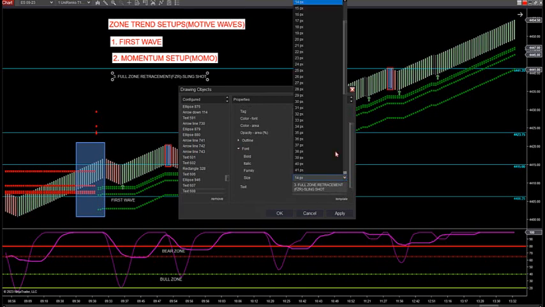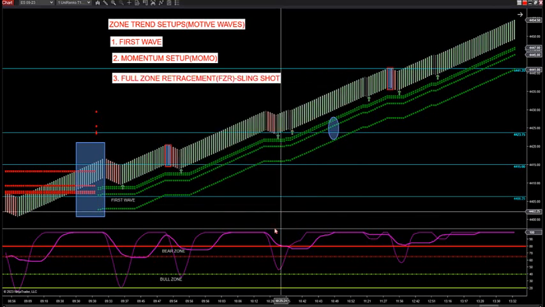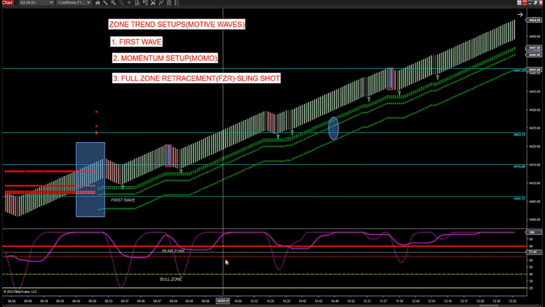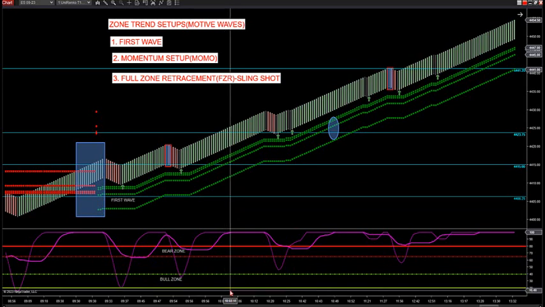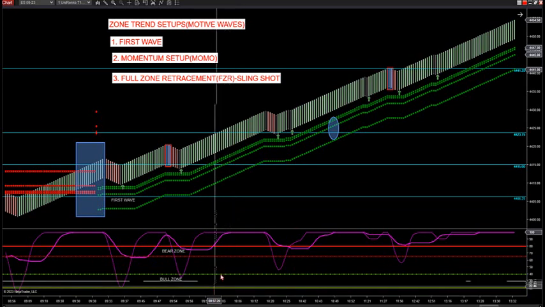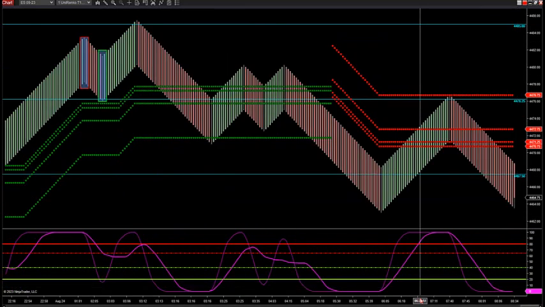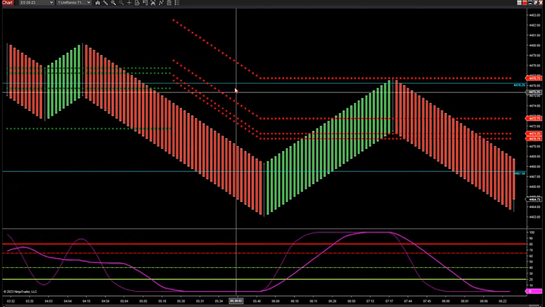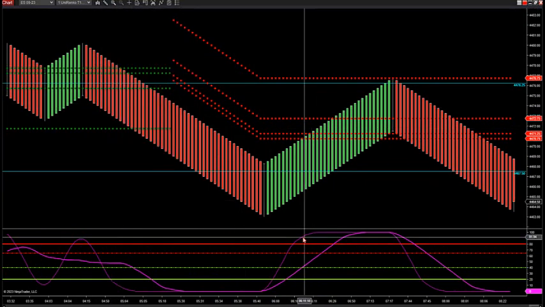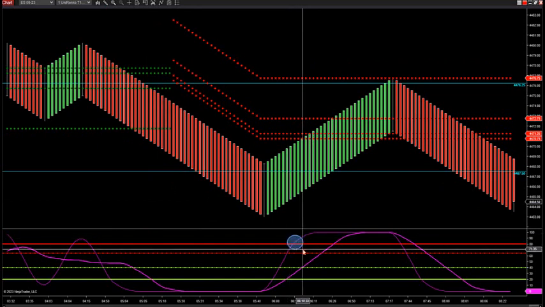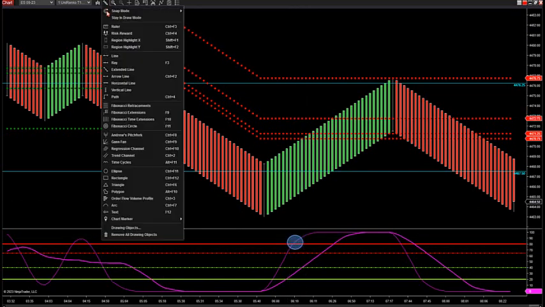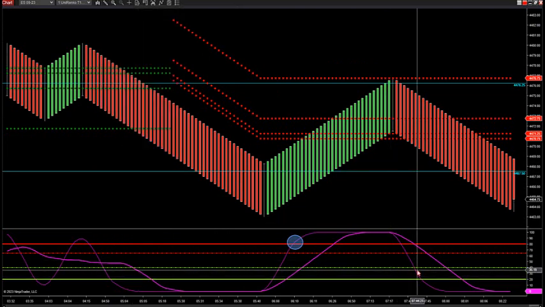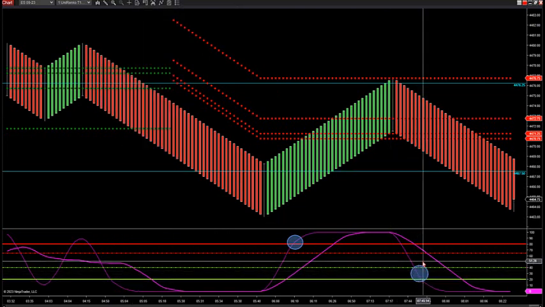And now we want to look for the small signal line, the smallest one we have, the thin signal line, to get below 80 for buys, down through the bottom of the bull zone, and get up through the top of the bear zone. So that's what we have right now. We had a bear zone this morning. We're in a bear move. You want the small signal line to get above 80 and get back down through the bear zone and down through the bull zone for the sell.